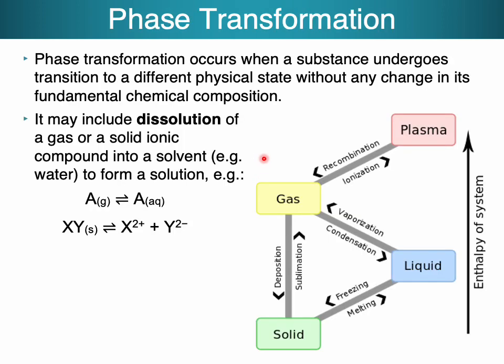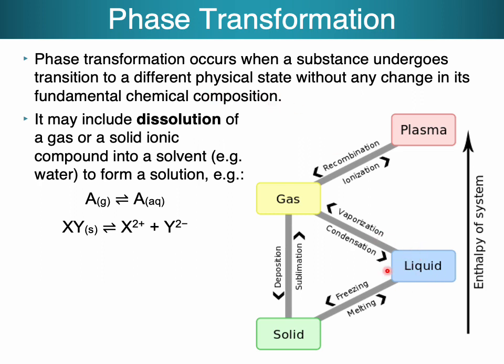Finally, let's talk a little bit more about phase transformation. Phase transformation occurs when a substance undergoes transition to a different physical state without any change in its fundamental chemical composition. So it's not necessarily a kind of chemical reaction. The chemical composition or the chemical nature of that thing hasn't exactly changed.